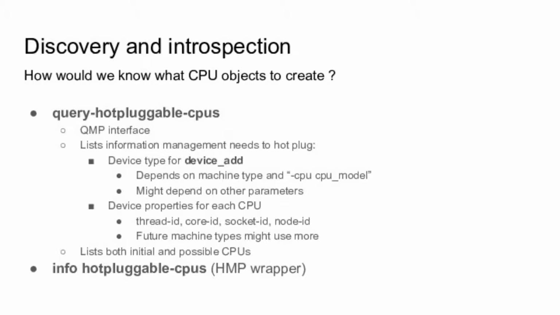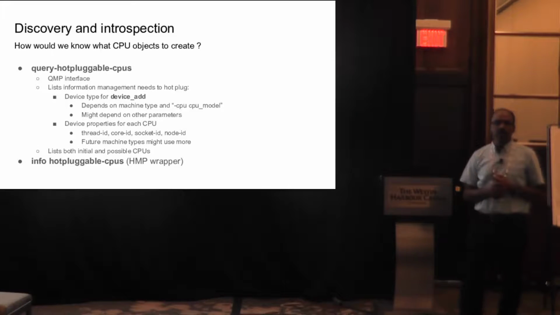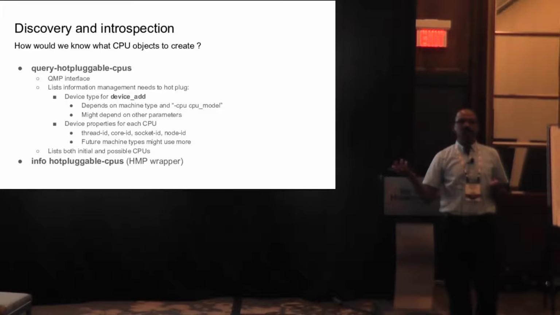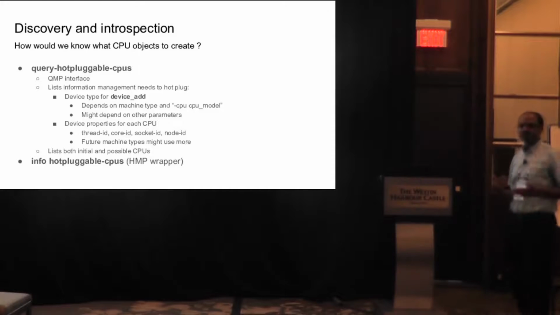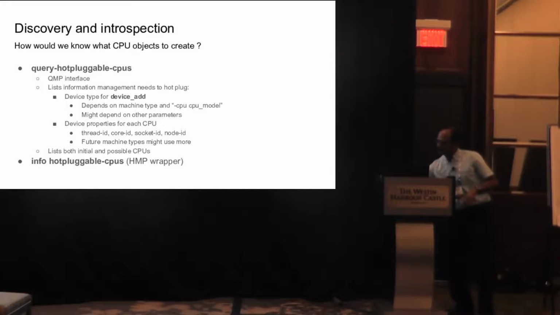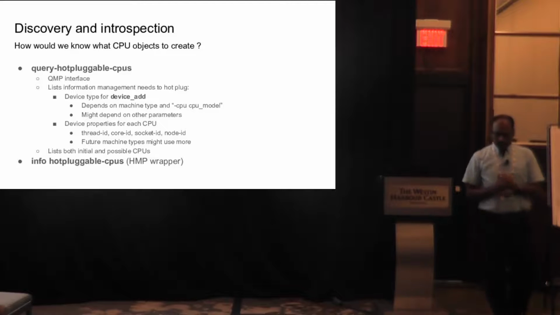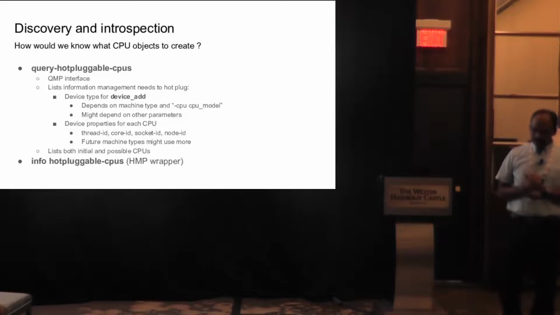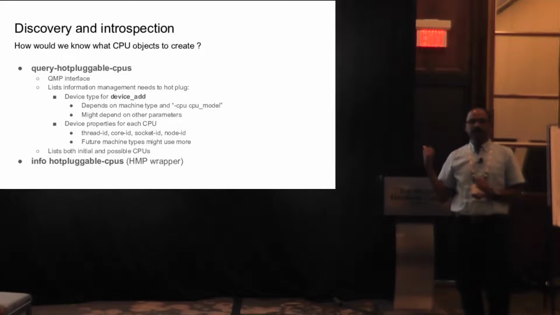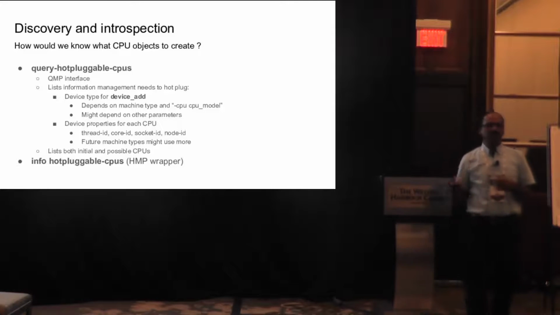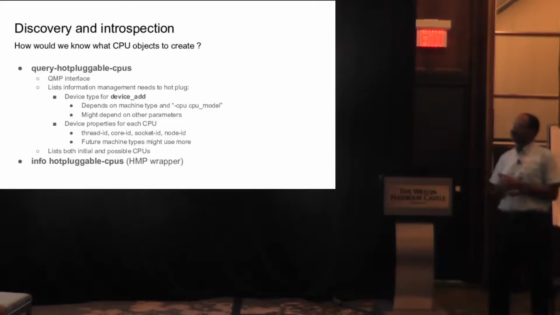Yeah, so we saw how to do CPU hot plug from the monitor, but how do we know what kind of CPU objects to create? What are the properties and what are the values for these properties that we should use? What we ideally need, as I touched upon some time back, is some sort of discovery and introspection to figure out what kind of CPU device to add.